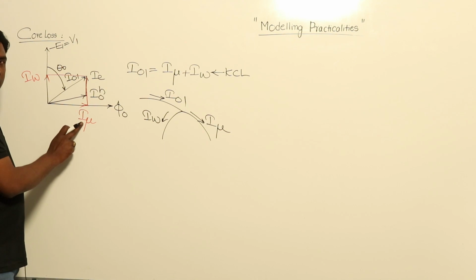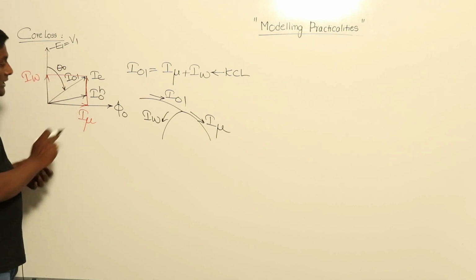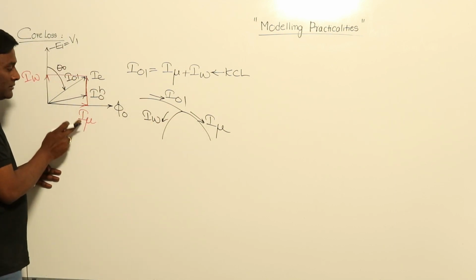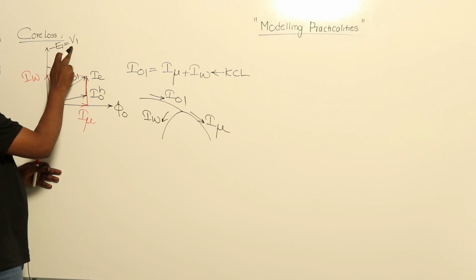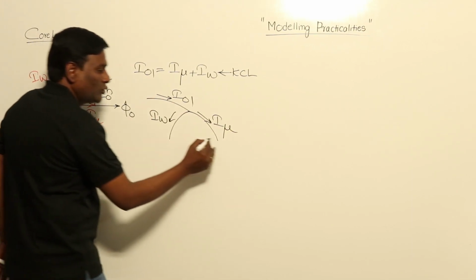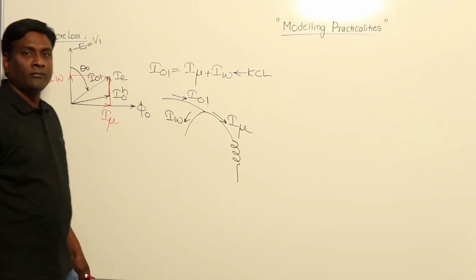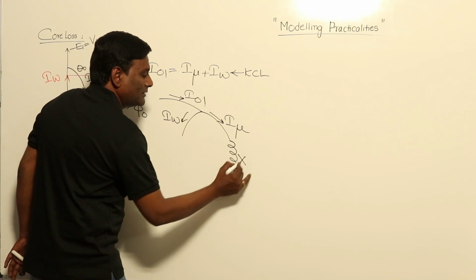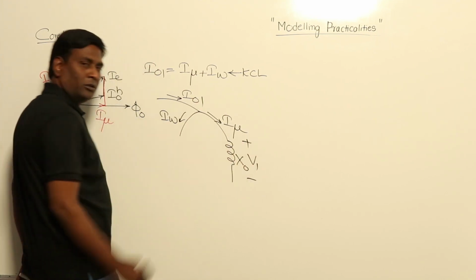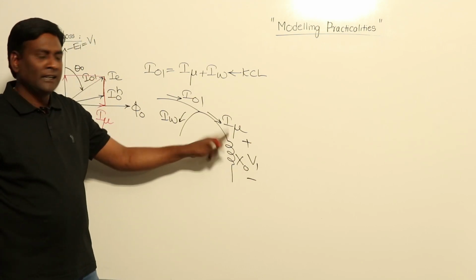Now I mu is the component of current which is lagging behind voltage by 90 degrees. So I mu is the current flowing, and if I want to model this I mu with respect to voltage V1, I mu is lagging behind by 90 degrees, so it has to be modeled with inductance. Let me call this X0, and voltage across this should be V1.